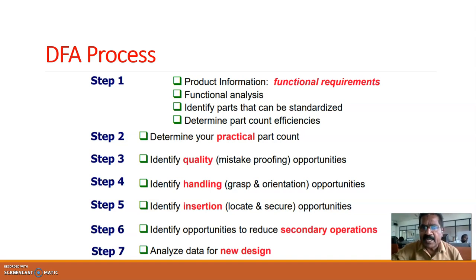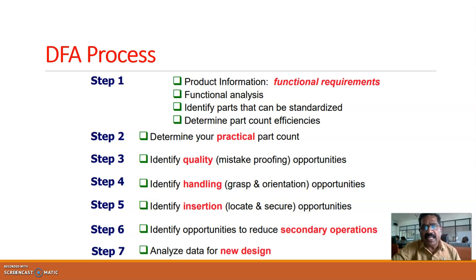Step two is to determine your practical part count. Find out how many parts you actually require. Check for mistake proofing opportunities, the poka-yoke, or mistake proofing. Try to concentrate on that, and then check whether you can eliminate the mistakes or mitigate them.